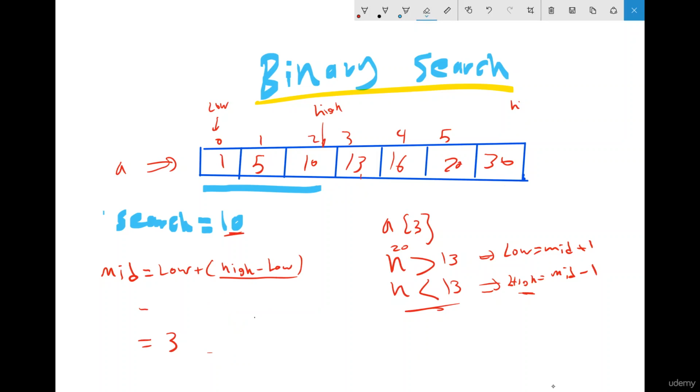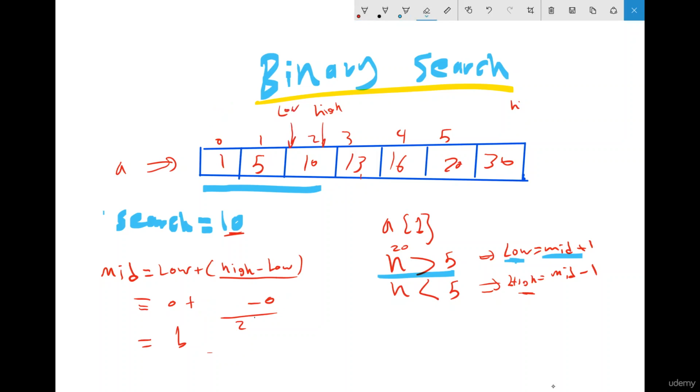You say, okay, now the low is 0, plus 2 minus 0, over 2. The mid is 1. So what are we looking for? We look for A over 1. A over 1 is 5. Is that right? Yes. Is my number greater or less than 5? My number is 10, so it is greater than 5. So the low will be mid plus 1. This is low. They refer to the same element now.